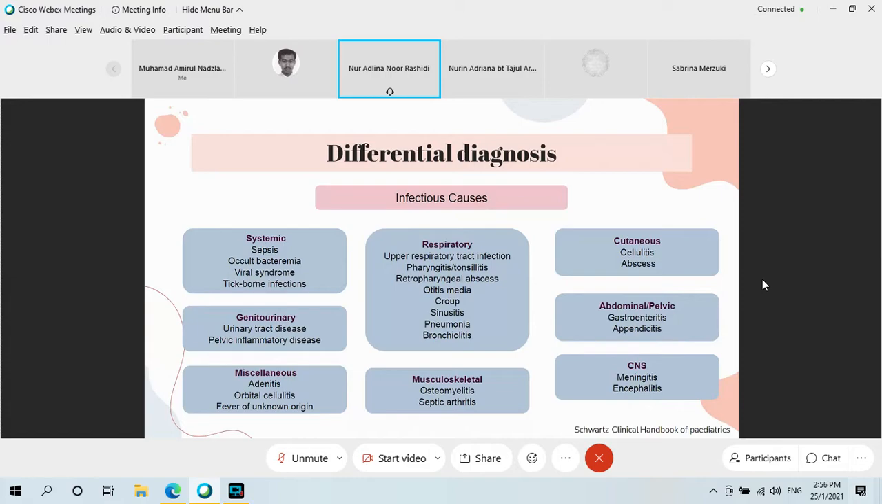And there are also miscellaneous causes of infection, such as orbital cellulitis and also fever of unknown origin, like we discussed before. And also, we might think of any musculoskeletal infection.